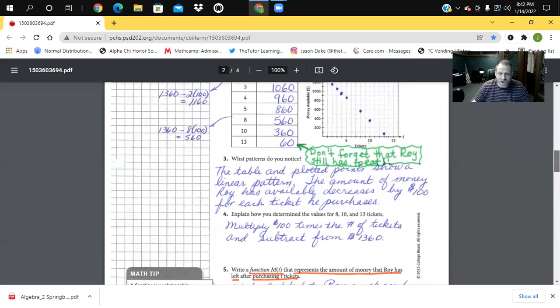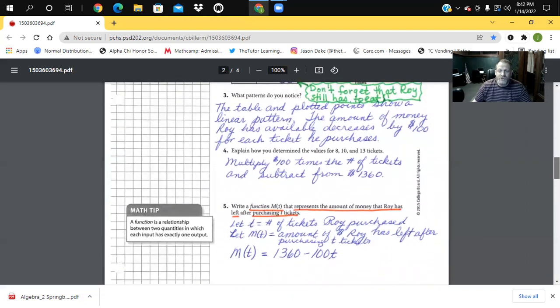All right, guys. So number 3, what patterns do you notice? The table and plotted points show a linear pattern. The amount of money Roy has available decreases by $100 for each ticket he purchases. Number 4, write these down, guys. Write down the answers.